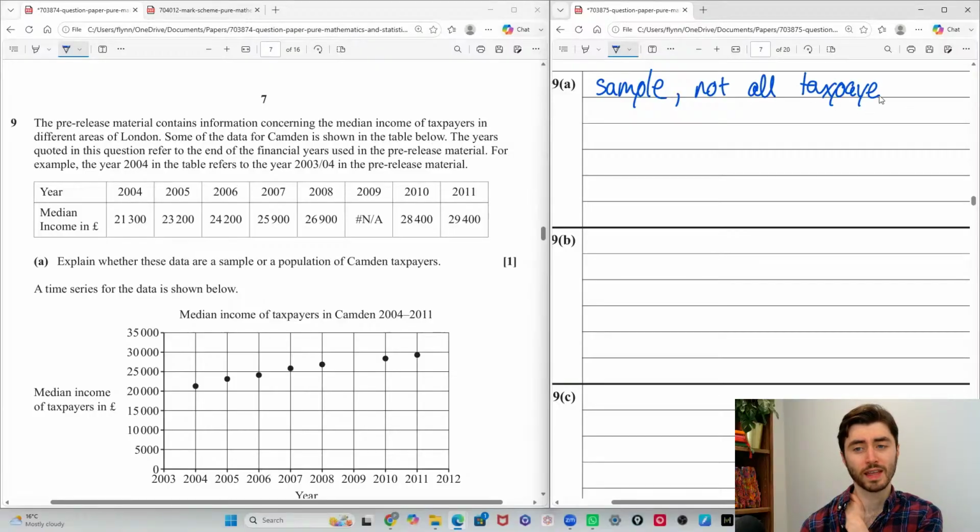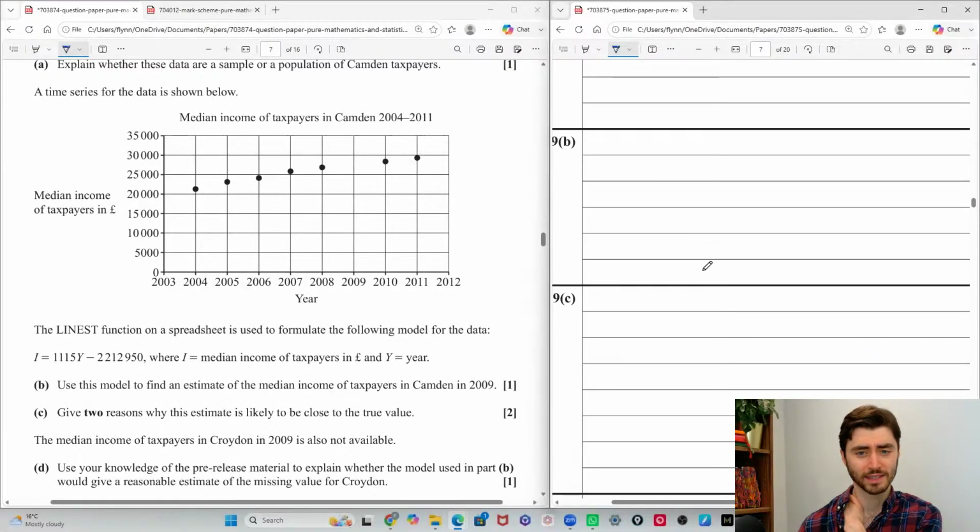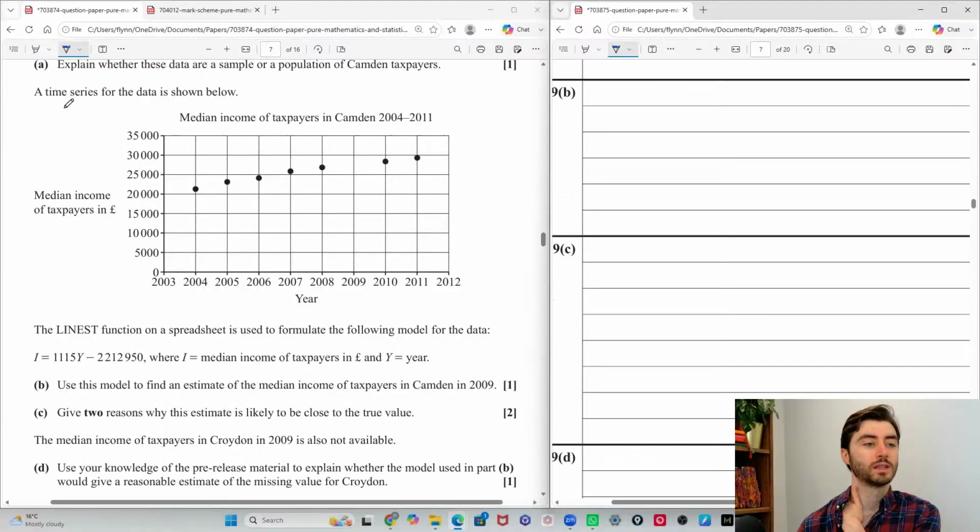So I'm just gonna say that. I hate stats. I hate words. Did not come here to write sentences. Silly stats. Okay, so a time series for the data is shown below. So it looks linear.